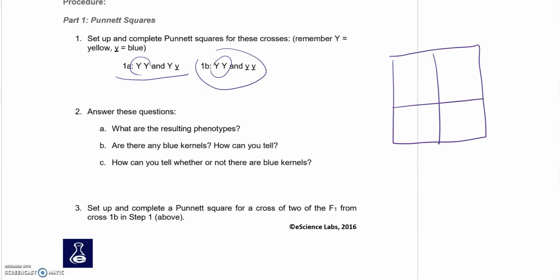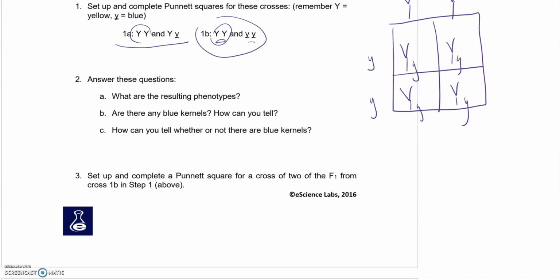So one parent only has the dominant form. So this is a homozygous dominant parent. This is a homozygous recessive parent. So we see that with this cross, 100% of their children will be heterozygous, that will be their genotype, big Y, little y, and 100% will have yellow kernels. That's their phenotype.